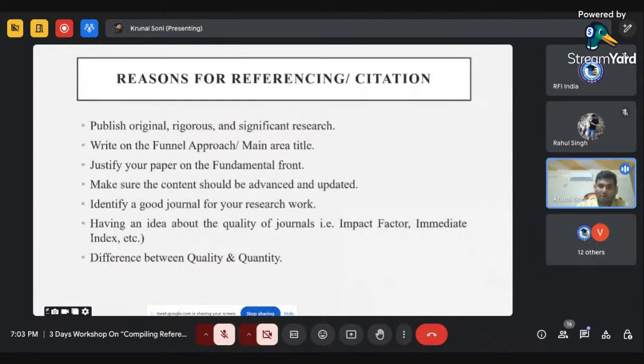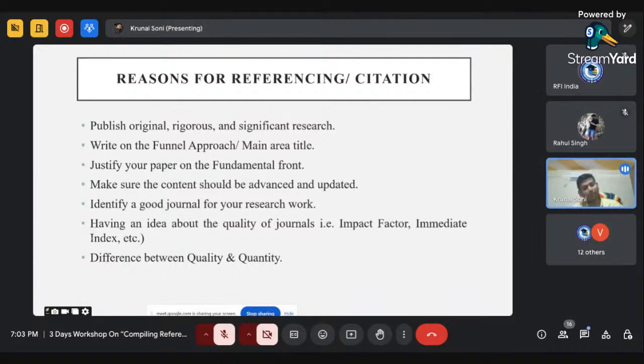Right. So the reasons we have already discussed: to make your research correct on fundamental grounds, to be significant, and to publish your paper in good quality journals, and through which you can differentiate between research papers, which is more efficient, more important in terms of quality and quantity, right?